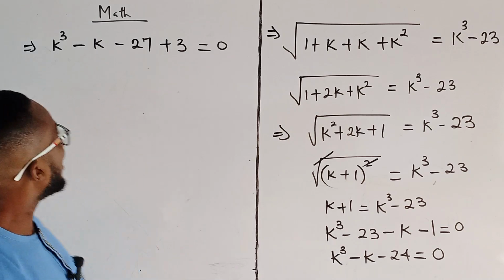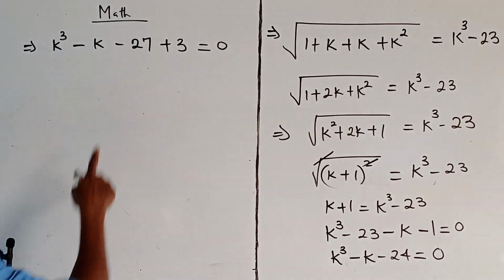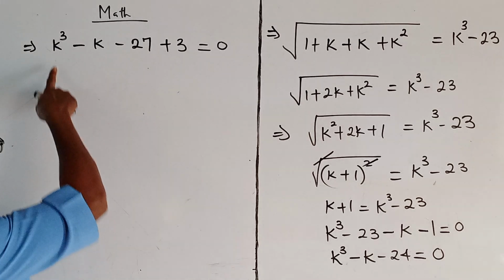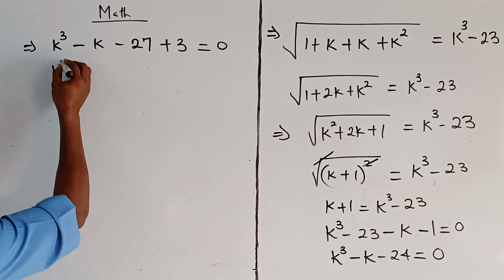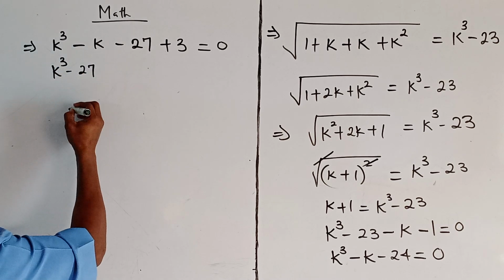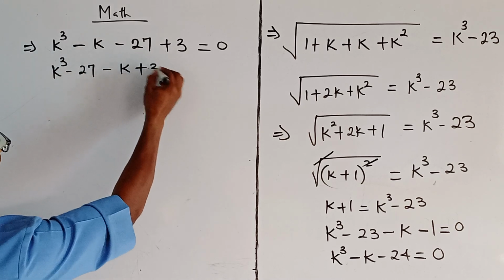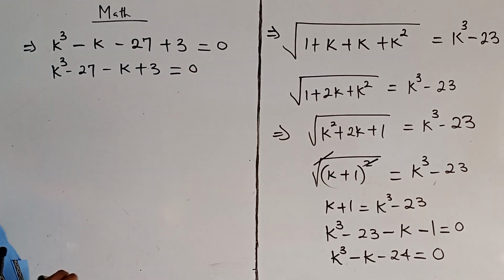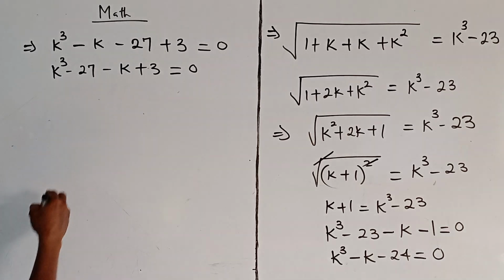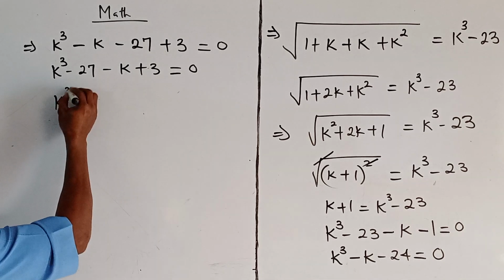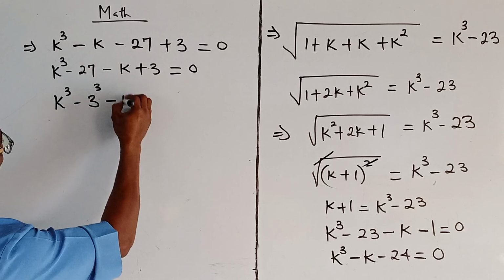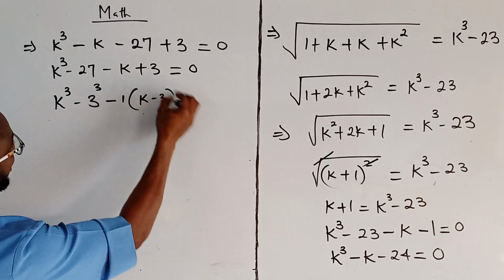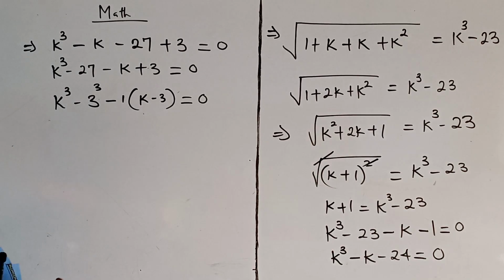The reason why I'm doing this is because 27 is a perfect cube. I can actually match it with a k cube. So I would then write k cube minus 27 minus k plus 3, everything equal to 0. It's very interesting. Then 27 is a perfect cube, which is 3 cube. Then I'll factor out 1 here. I'll be having k minus 3 equal to 0.